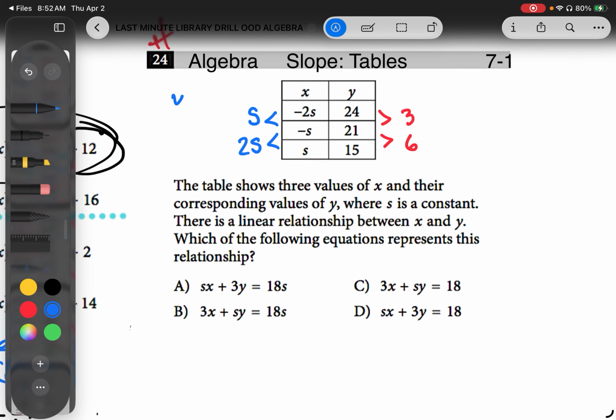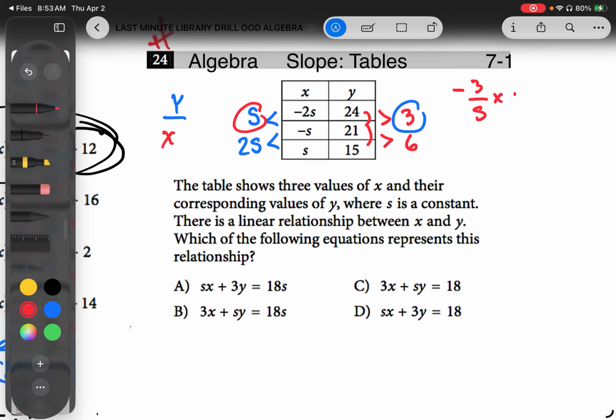Now, how do we create our slope-intercept formula? Remember, it's going to be y over x. In this case, what is our y? It's going to be 3. Oh, I should have reversed the colors. My bad, but anyhow, you guys understand. What's my y? My y is going to be this guy right here. So it's going to be 3 over, and what is my x value? It's going to be this guy right here. So it's going to be 3 over s. Now, are we increasing in value on the y's, 24 to 21 to 15? No, we're decreasing. So it's a negative 3 over sx.